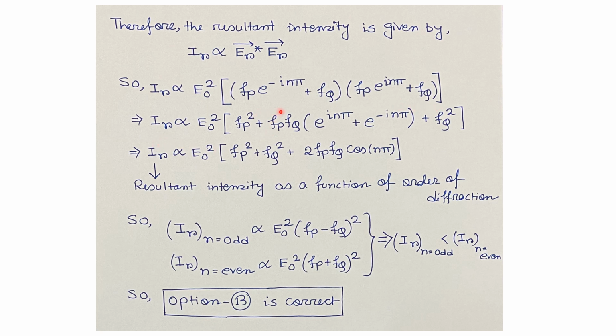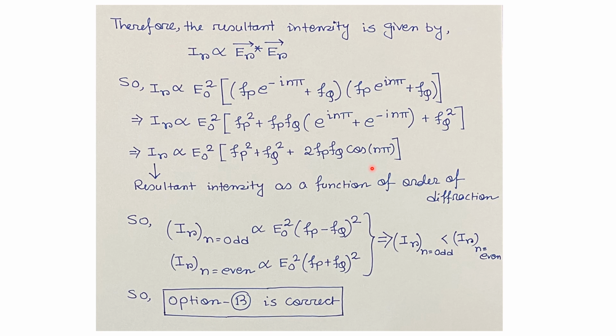If we just multiply these two terms, then we will get E naught square multiplied with (Fp square plus Fq (e to the power i n pi plus e to the power minus i n pi) plus Fq square). Now from complex number theory, we know e to the power i theta plus e to the power minus i theta equals 2 cos theta. Applying that formula, we will get the resultant intensity proportional to E naught square multiplied with (Fp square plus Fq square plus 2 Fp Fq cos n pi). Hence, we found the resultant intensity as a function of the order of diffraction.